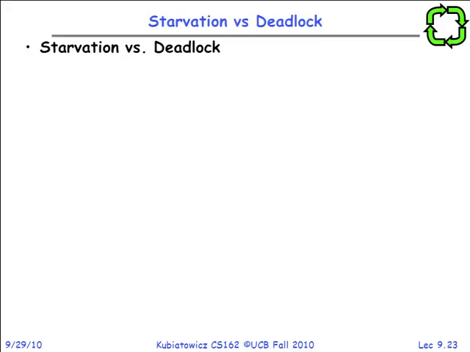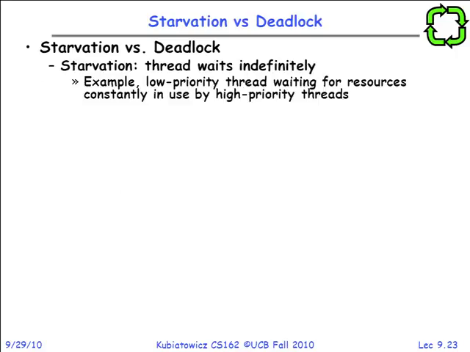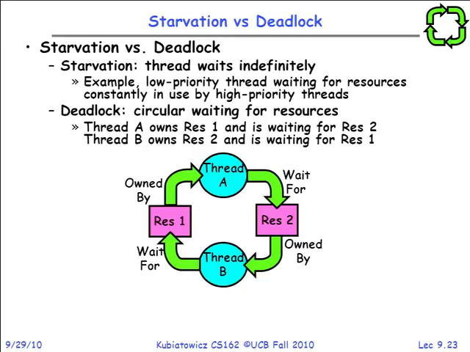So starvation versus deadlock. These are two terms that get thrown around. Starvation is really a situation in which a thread waits indefinitely for something. So a great example of that is a low priority thread never getting to go because there are always high priority threads in the way. Or we talked about starvation last time with the reader-writer example. If there are always writers coming in, no readers get to go forward, right? Those are starvation examples.